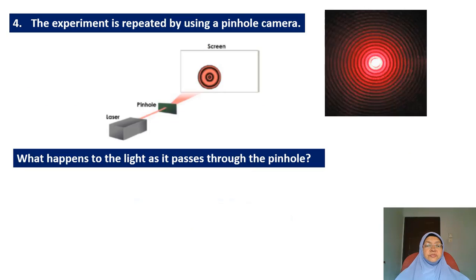The experiment is repeated by using a pinhole. What happens to the light as it passes through the pinhole? Light will be diffracted. White light will be diffracted.